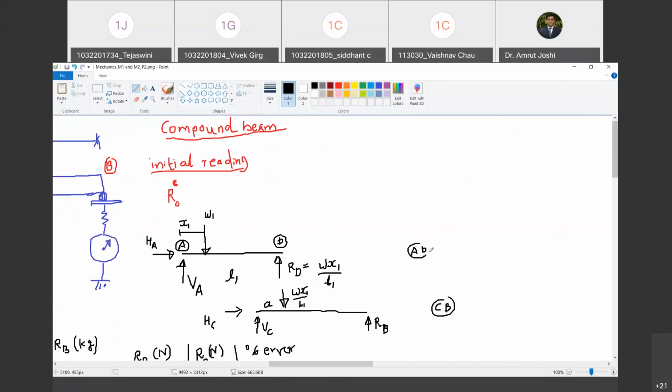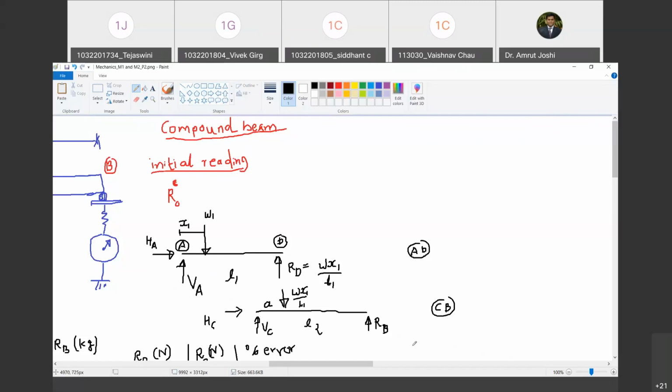Compare these two diagrams. In beam AD, you had W1 at x1, and at that time the reaction was W x1 by L1, where L1 is the span of beam AD. Now in beam CB, instead of W1, you have W x1 upon L1. Instead of at distance x1, you have it at distance A. Are you with me? And instead of the span being L1, the span is L2.